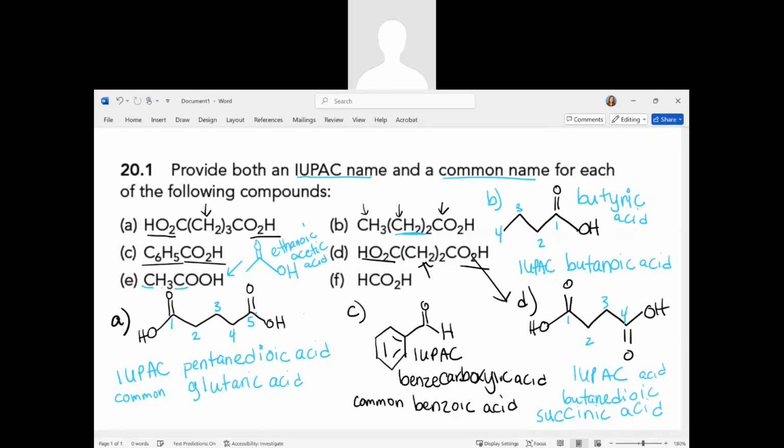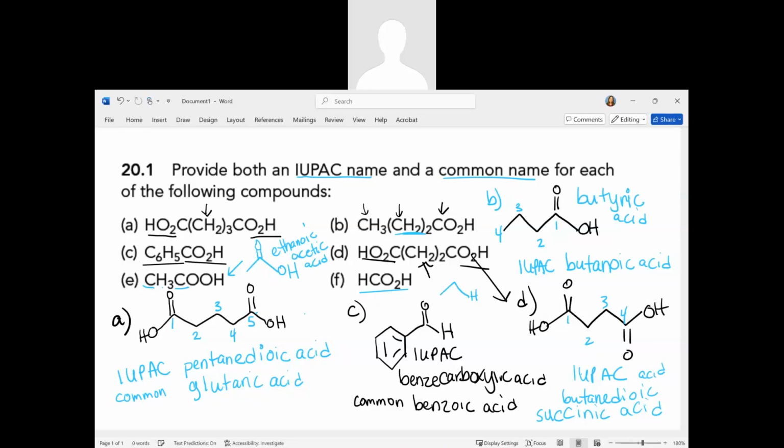Acetic acid, 2-carbon chain. Last but not least, we have a single carboxylic acid functional group and 2 hydrogens on the end. So this is called formic acid as the common nomenclature. And the less common way of referring to this is the IUPAC name, which will be methanoic acid. So it follows that single carbon in the middle, and these would be all of the IUPAC names and the common nomenclature for these 6 acids.